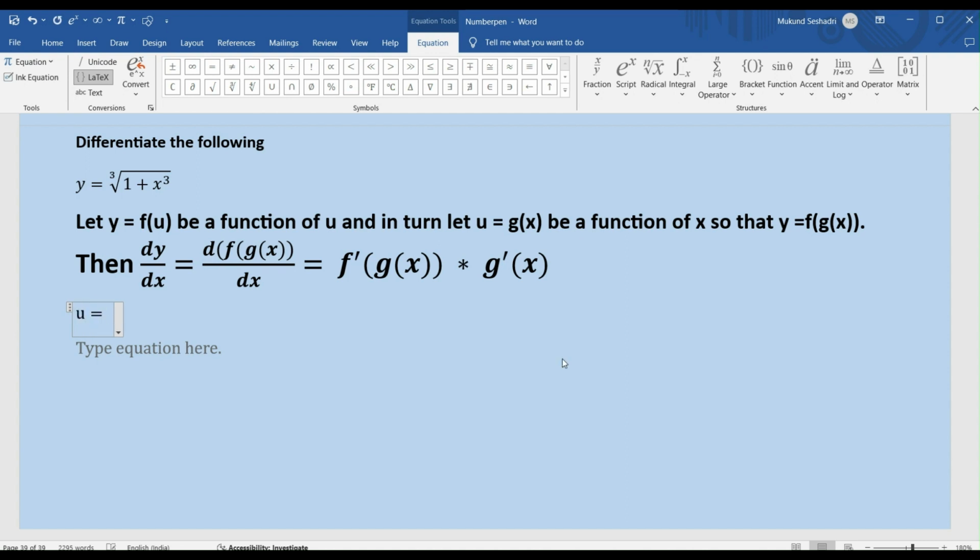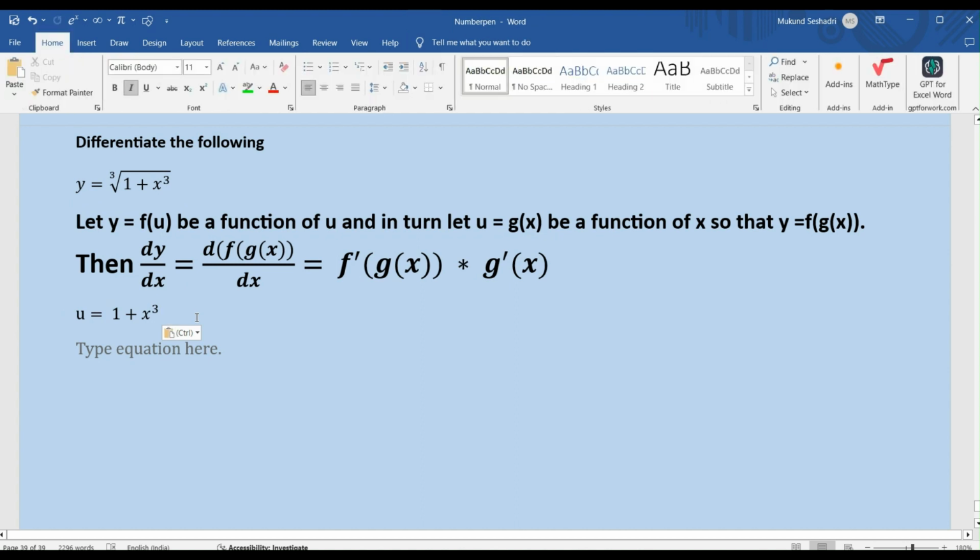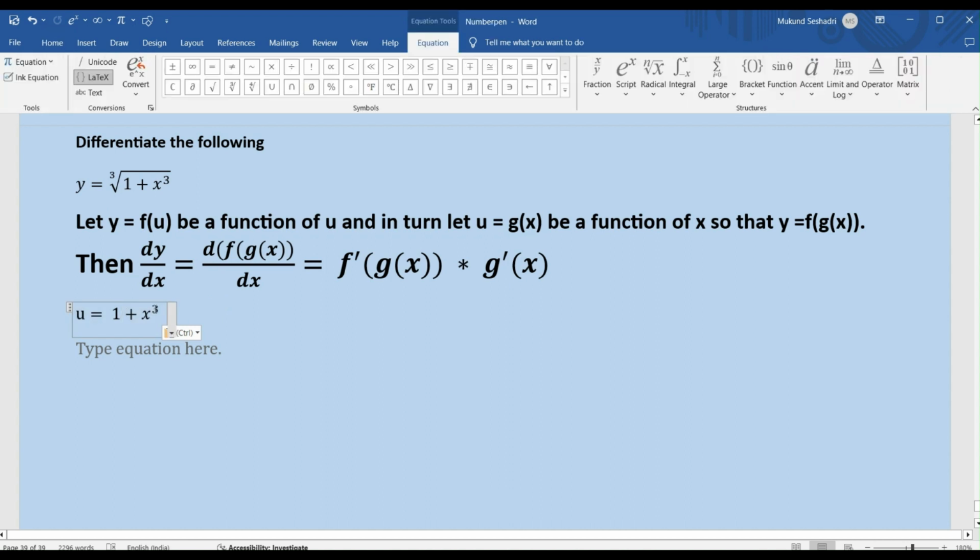My u, if I go ahead and do the substitution of 1 plus x cube as u, right? What is my y in terms of u? My y becomes cube root of u, right? My y becomes cube root of u, and therefore I know what is d by dx of the cube root function.